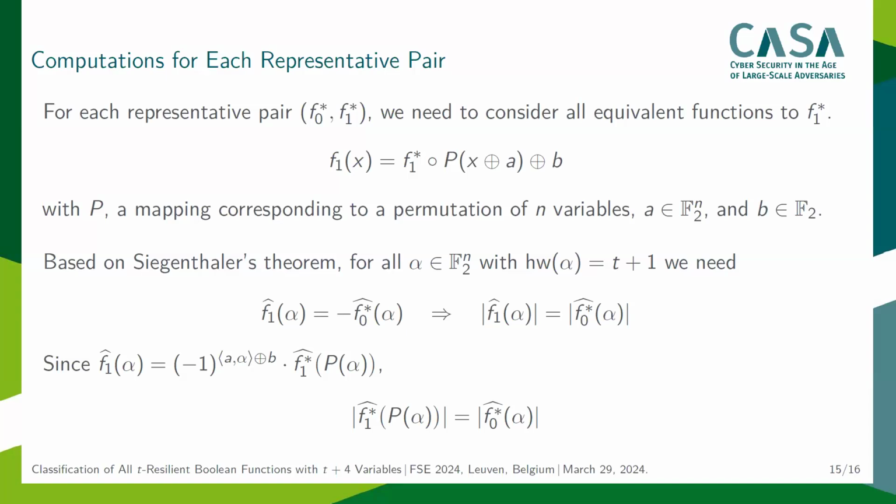and B. So when we choose the representative pair, we first go through all the possibilities for P and check if this equation holds for all such alpha points. And then we go through all the alpha and A and B. But it will be a very small number of possible P's for this choice.